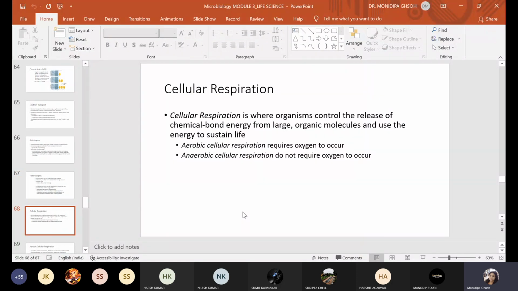Now, in case of cellular respiration, what does respiration do for our body? It controls the release of chemical bond energy from large organic molecules and uses the energy to sustain life. So from breaking down the large organic molecules, energy is released and this energy helps to sustain life. Aerobic cellular respiration requires oxygen to occur. Anaerobic cellular respiration doesn't require oxygen to occur. It is simple: aerobic and anaerobic.